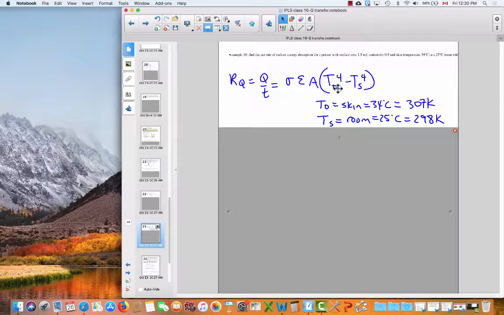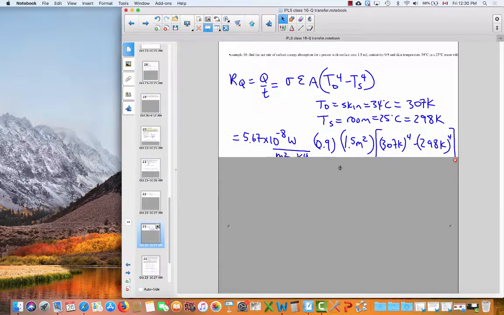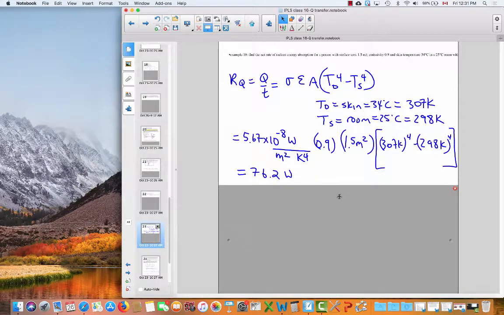Now we need to raise those to the fourth power, subtract, then multiply by the surface area, which is 1.5 square meters, the emissivity, which is given as 0.9, and then Stefan's constant, 5.67 times 10 to the power minus 8 watts per meter squared, Kelvin to the 4th. Now in terms of the units, meters squared cancels, Kelvin to the 4th cancels, and we just end up with watts. That's good because, of course, this is a rate of energy. It should be watts. And the value we get is 76.2 watts.